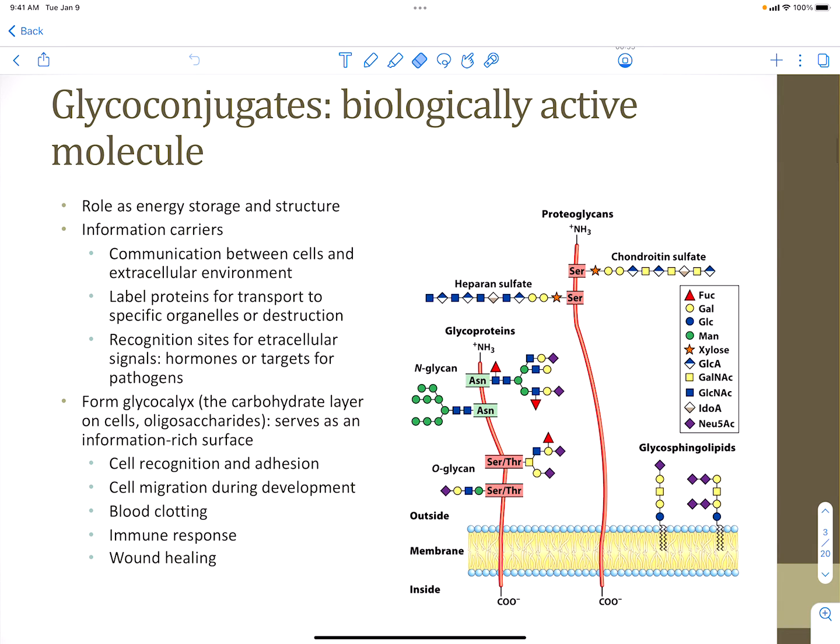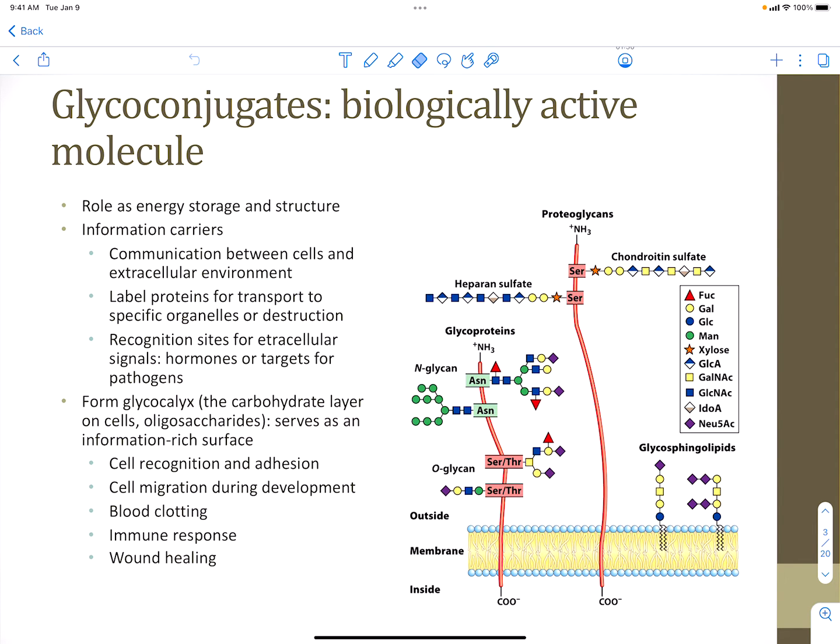So a glycoconjugate is essentially a biologically active molecule. And so they're going to be very important as energy storage, structure. They're also going to carry information. They're going to allow communication between cells as well as the extracellular environment. They're going to label proteins for transport to specific organelles. We'll talk about that with respect to our lysosomes. They're going to be recognition sites for extracellular signals, but they can also be used as targets for pathogens to gain access to our cells.